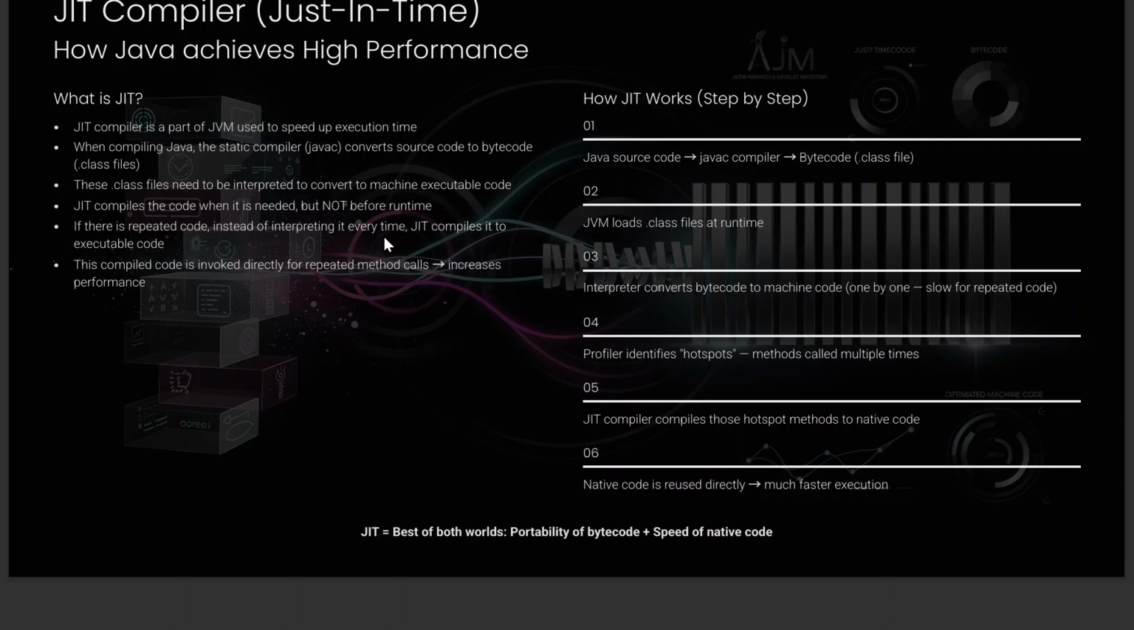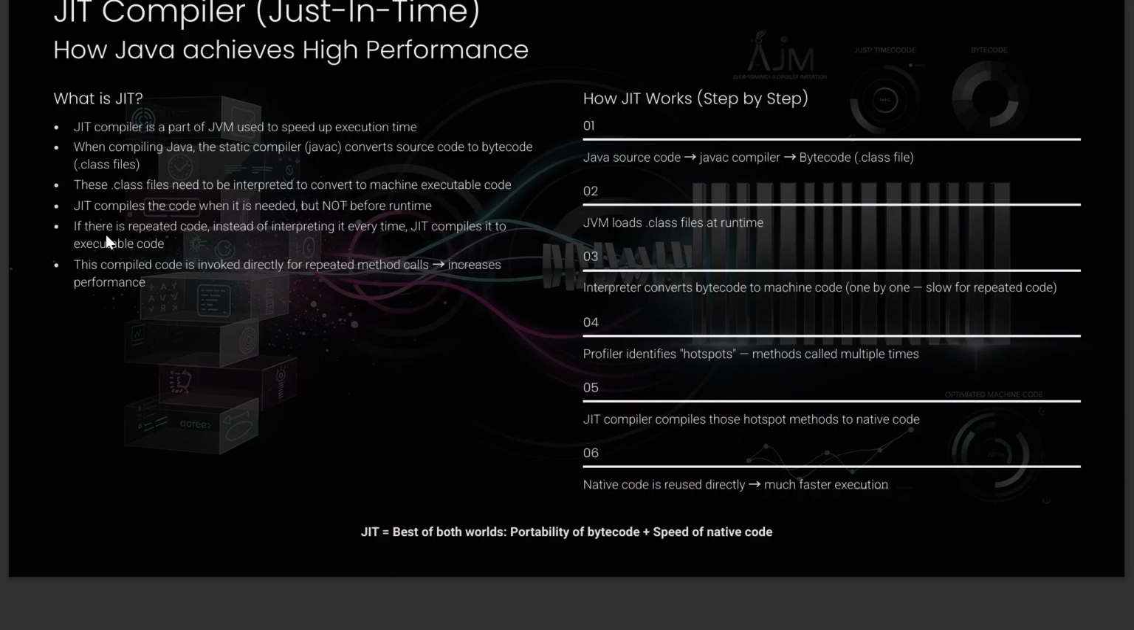Now, when you have this bytecode, there may be a lot of code which is redundant, right? When I say redundant, it is repeating code. So the JIT compiles the code when it is needed, but not before the runtime. That's where the advantage is.